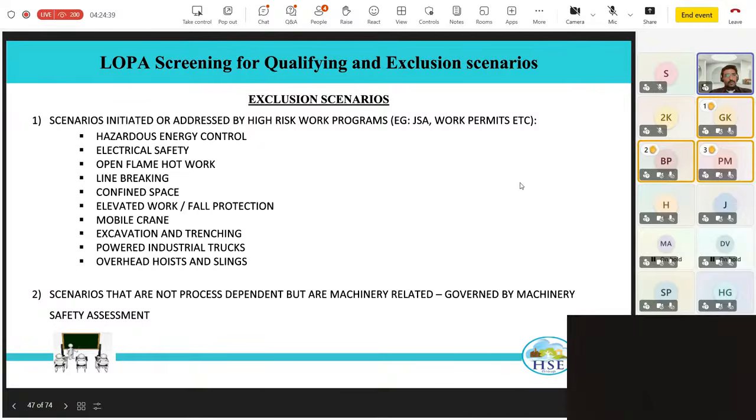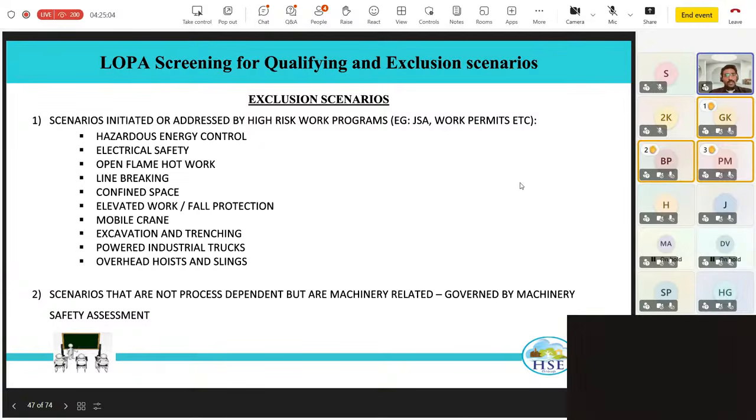Like if you look at this list, probably you'll understand why I'm emphasizing on it. Next is elevated work, fall protection, which is part of scaffolding and different ergonomics activity. Mobile crane work, excavation and trenching, powered industrial trucks, or overhead hoist and stands. All these things are part of different job safety analysis or permit to work. So it is not part of LOPA screening.